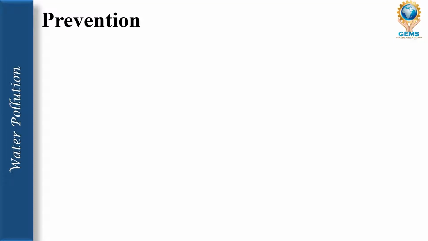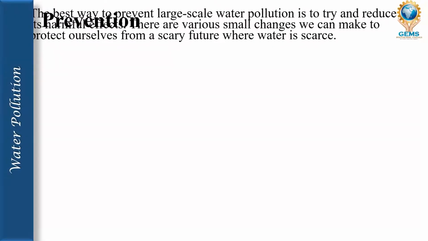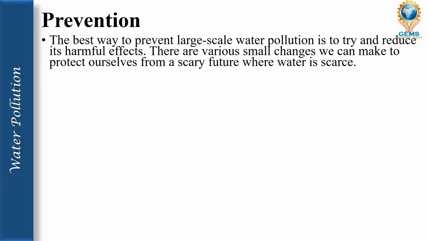So what could be the prevention methods? First one is, the best way to prevent large scale water pollution is to try and reduce its harmful effects. There are various small changes we can make to protect ourselves from a scary future where water is scarce. That means the best way to prevent large scale water pollution is to try to reduce the harmful effects.